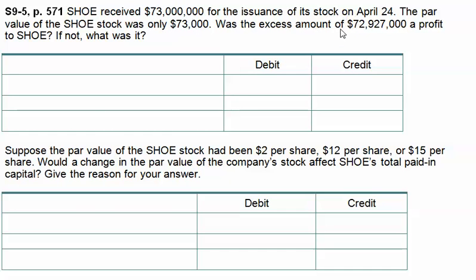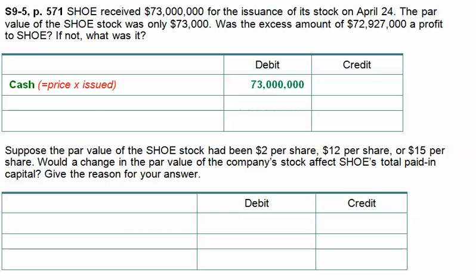In other words, they received 72,927,000 more than the par value. How did this get recorded? Well, the entry that they would record, again, it's always going to be what you get, which is the price times the number of shares issued, and in this case it's 73 million.